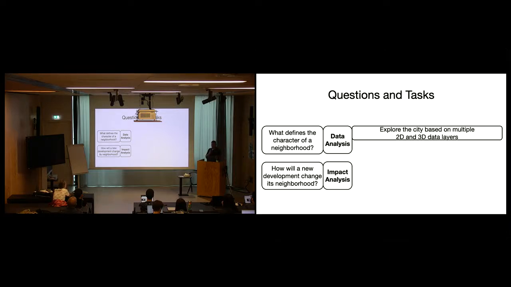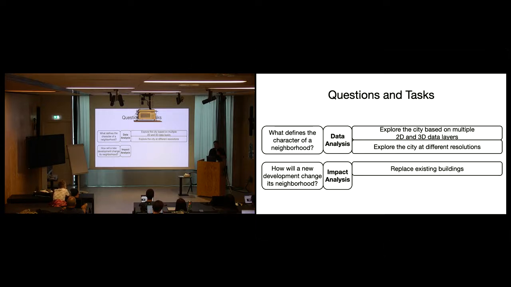And then we translated this by saying that they wanted to explore different data types or data layers, as we called them, of the city, both 2D and 3D, and also to explore the city at different resolutions, because you need to analyze, for example, at the neighborhood level to see if the neighborhood is healthy or not, but you also need to go down to the building level to say what's actually happening in this particular location, right?